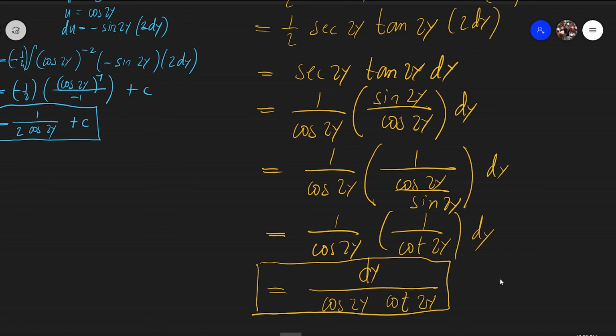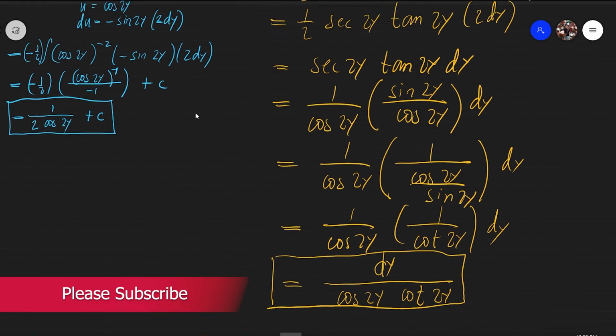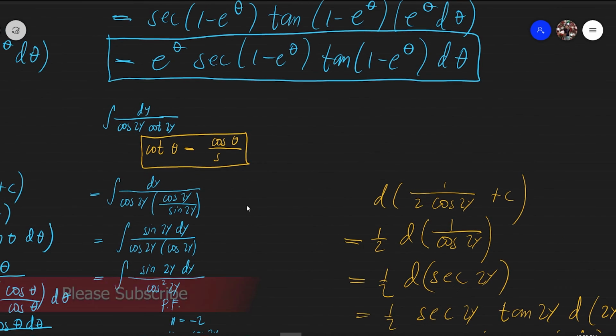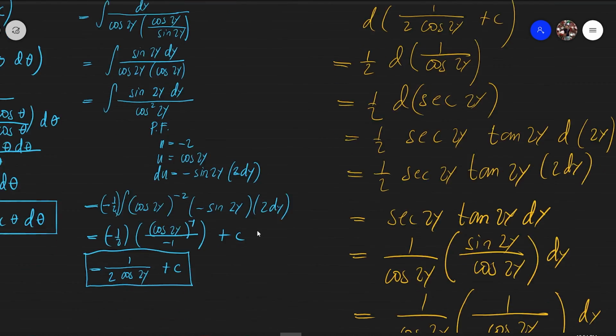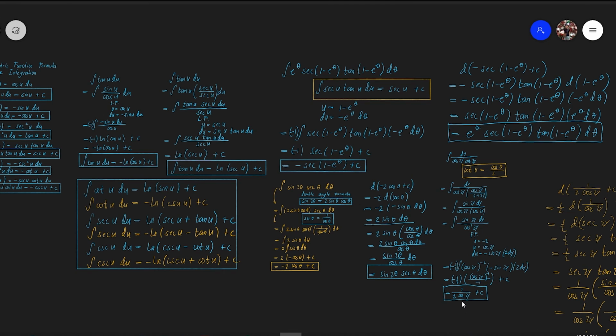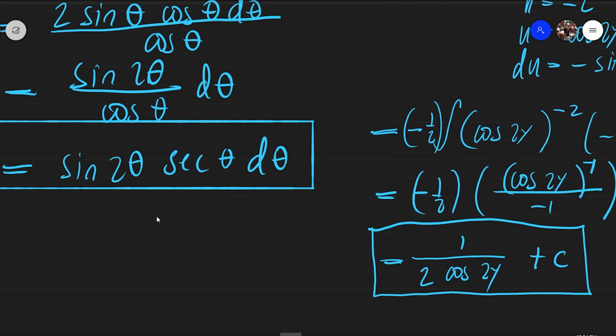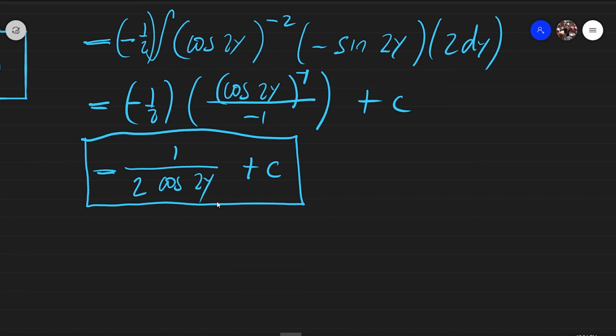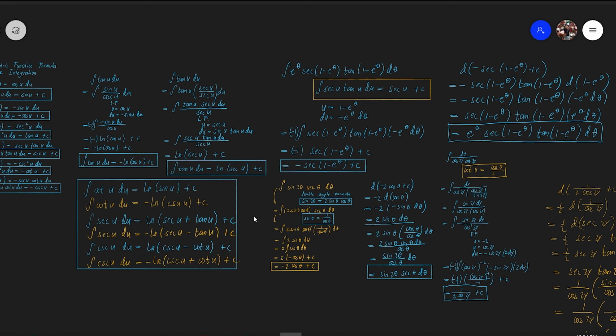And this is actually equal to the original given function. It's right here. So they are the same. Therefore, indeed, our answer for example number 3 is correct. And that is 1 over 2 cosine 2y plus c. Okay, so that ends my video for today.